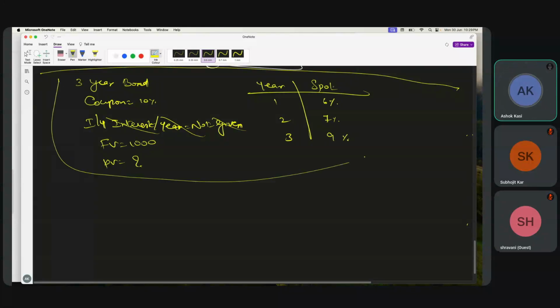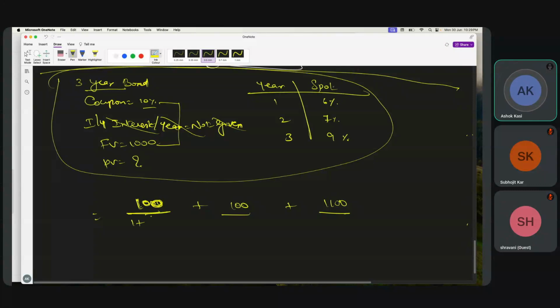So now using all this, how do I value the bond? It's a 3-year bond and 10% coupon. So 10% of 1000 is 100. It will give 100, plus again 100, plus 1100. These will be the cash flows. Now I have to calculate the present value. I will discount with the first year spot rate: 1 plus 6% raised to 1. Just calculate this and keep it in store 1. Tell me the amount.